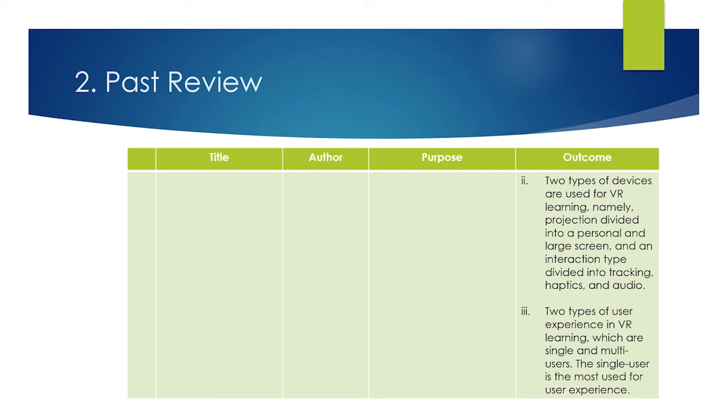Number 2, 2 types of devices are used for VR learning, namely projection, divided into personal and large screen, and an interaction type divided into tracking, haptics, and audio. Number 3, 2 types of user experience in VR learning, which are single and multi-users. The single user is the most used for user experience.